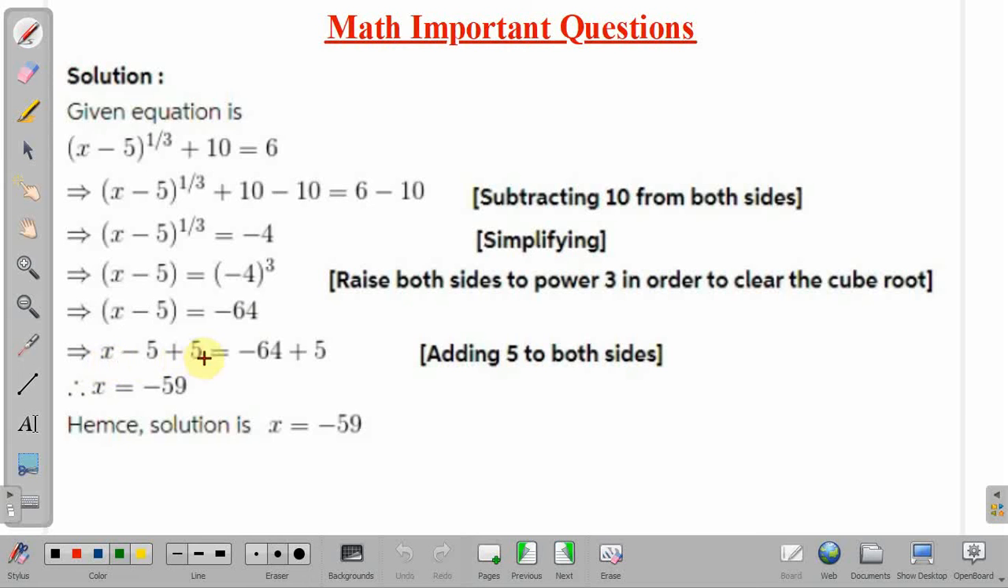Adding 5 on both sides, we will get x - 5 + 5 = -64 + 5. We have added 5 to remove this -5. Therefore x will be equal to -59. Hence the solution is x = -59.